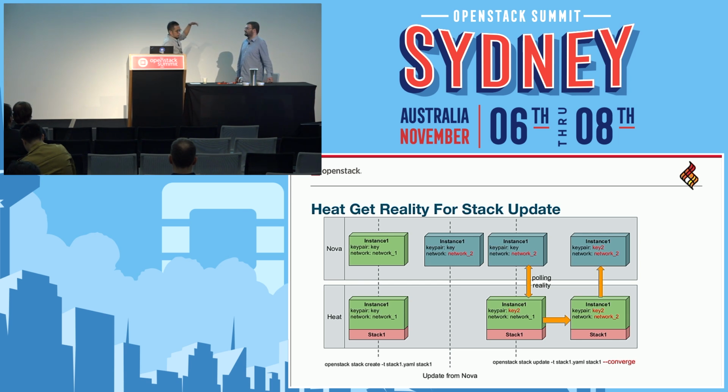And so usually in the old cases, it won't know, but it will try to update with whatever the template says. So it might not help you change back what happened inside of Nova. But if you enable this converge, that will actually help you.